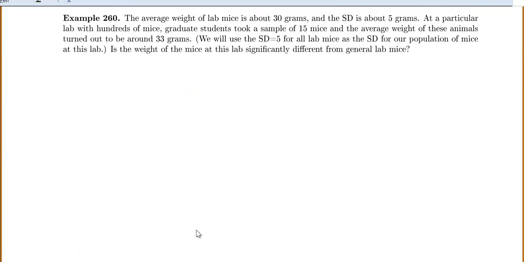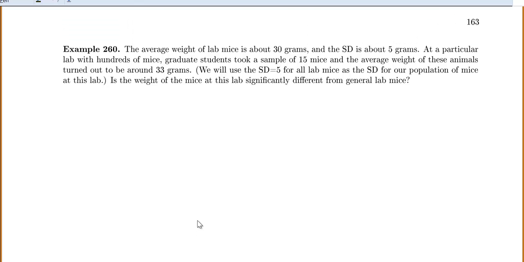So let's try an example. In this example, the average weight of lab mice is about 30 grams and the standard deviation is about 5. At a particular lab with hundreds of mice, graduate students took a sample of 15 mice, and the average weight of these animals was about 33. So my sample average was 33 because it was the average for the mice in this lab, in this sample. My sample size was 15.